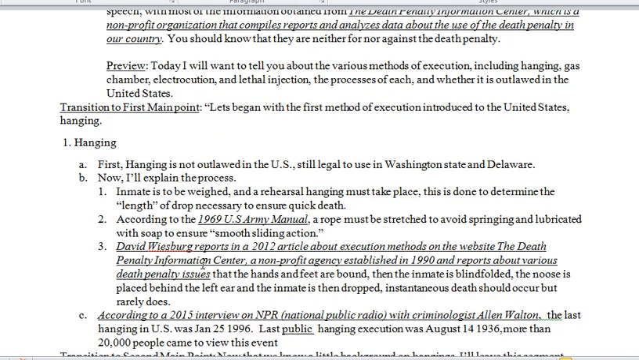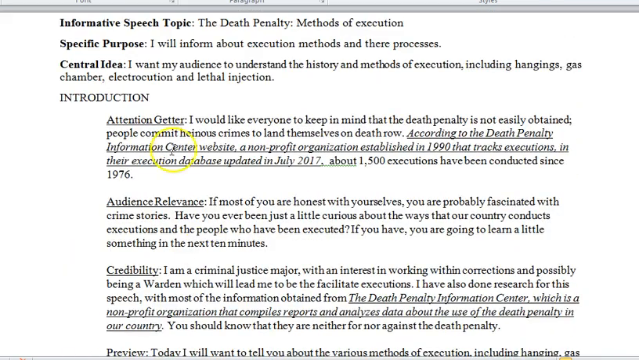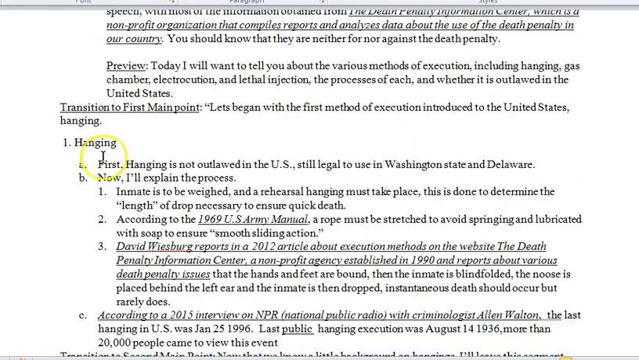Now we're going to go through the body. We can go back up here to the thesis, or the central idea. Either term is interchangeable. And I can see you're going to be talking about executions: hanging, gas chamber, electrocution, and lethal injection. So I see here that you're going to have 4 main points. Am I seeing that? Oh, look, hanging. There you go. And there's even a 1 there.